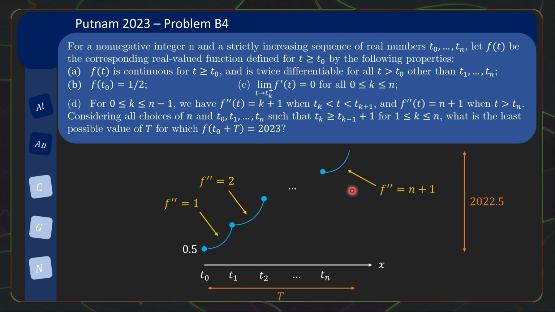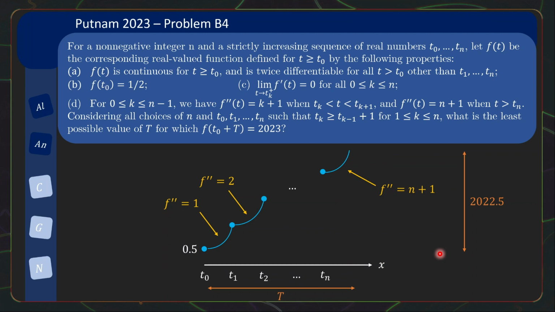The best is if I can very quickly reach f prime prime equals n plus 1 and the slope will go up very fast. But to do so, I have to keep restarting and resetting my slope. And so this is where the trade-off happens, and you need to figure out what is the best number of special points I should insert and where I should put my special points.